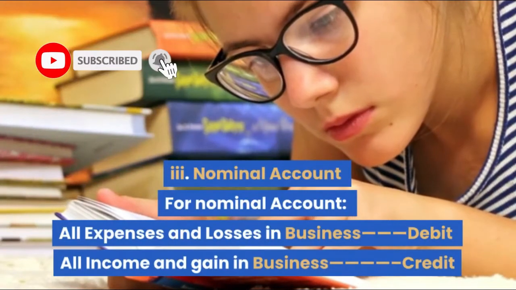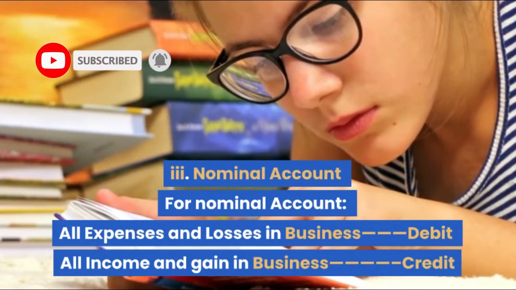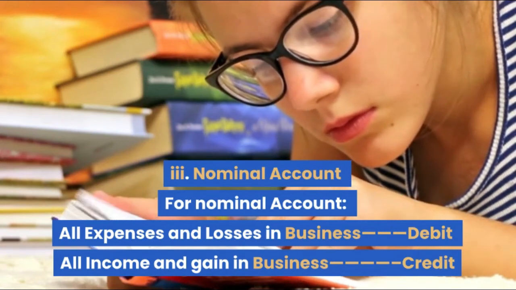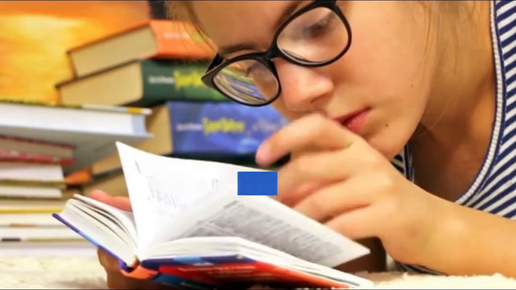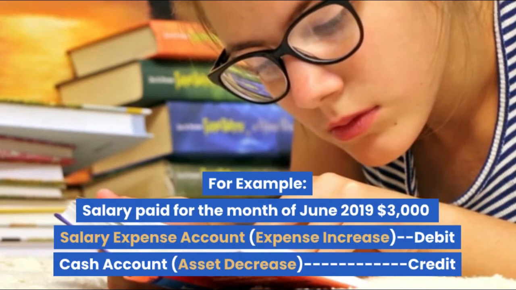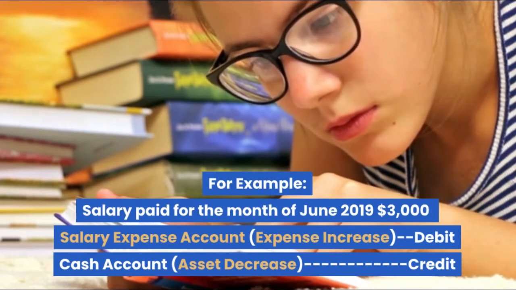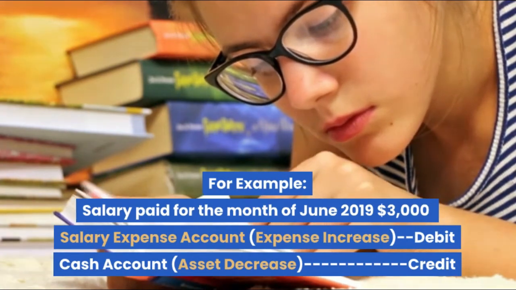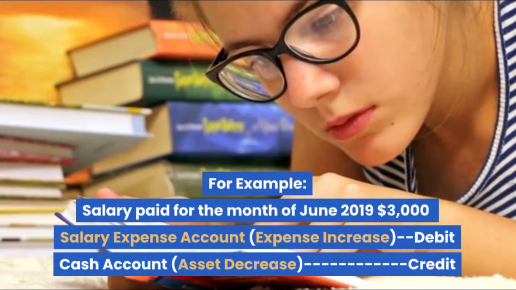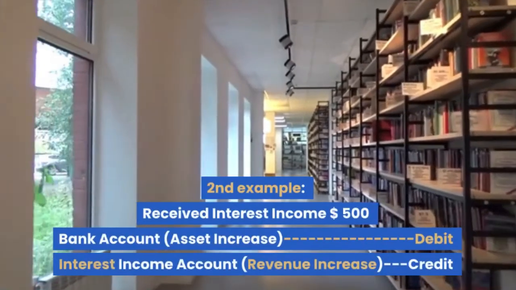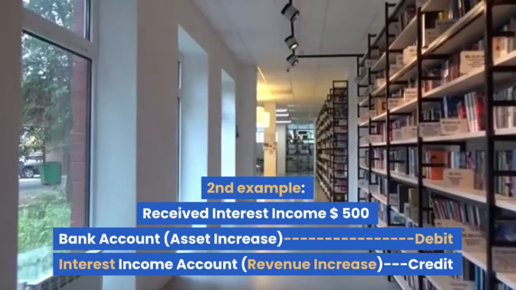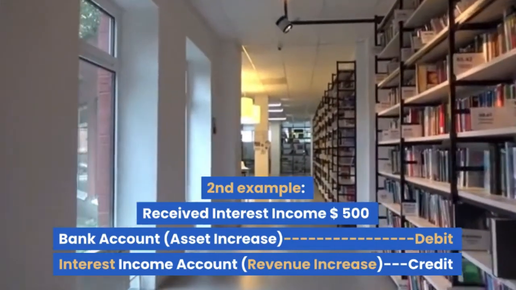3. Nominal account. For nominal account: all expenses and losses in business, debit. All income and gain in business, credit. For example, salary paid for the month of June 2019 $3,000. Here, salary expense account, expense increase, debit. Cash account, asset decrease, credit. Second example, received interest income $500. Bank account, asset increase, debit. Interest income account, revenue increase, credit.